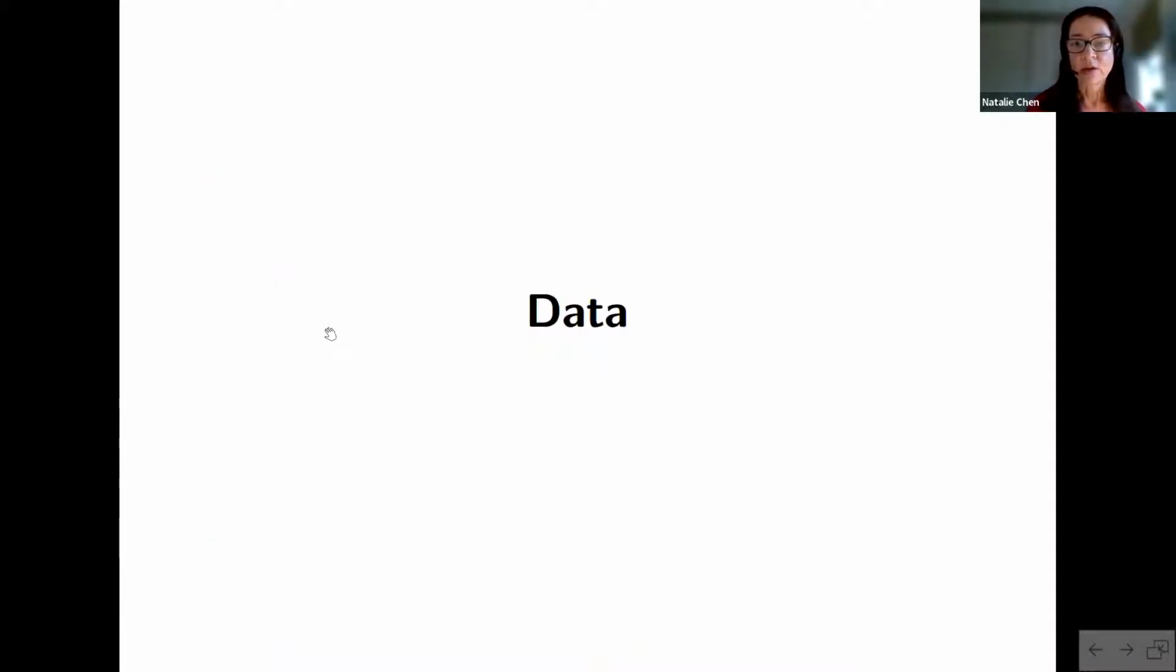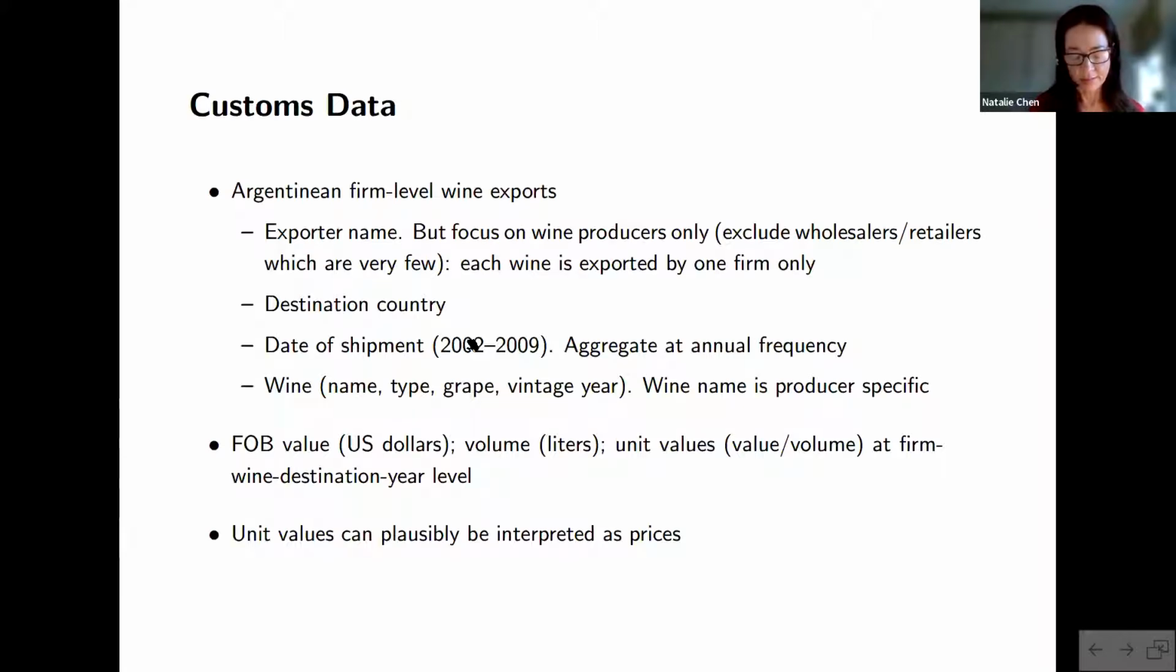So now let me go to the data. I'm going to talk a bit about this data set that we have collected. As I said before, the customs data that we have consists of Argentinian firm level wine exports. We observe the name of the exporting firm. However, in our analysis, we only focus on wine producers.